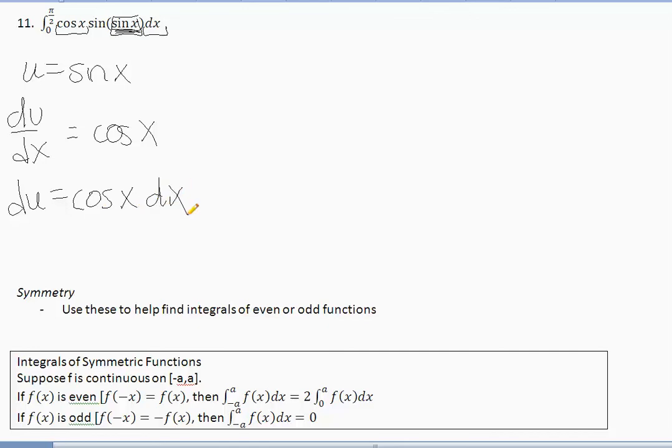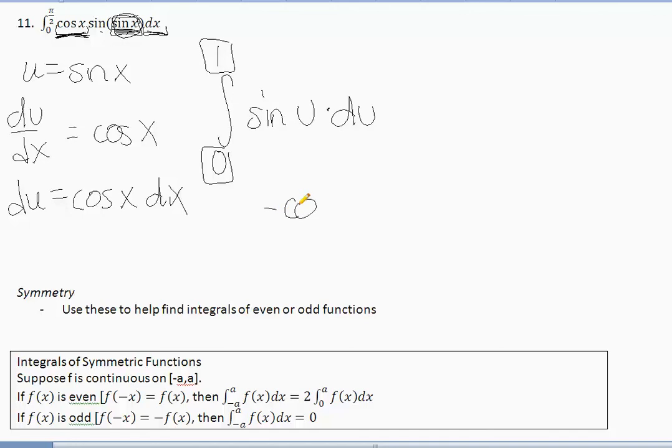So this would turn into the integral of sine of u, because this is u. So I'd have sine of u times the cosine of x dx, which becomes du. That's it. So it's sine of u du. And then your limits change. Plug 0 in. Sine of 0 is 0. Plug pi over 2 in. Sine of pi over 2 is 1. So these are now in terms of u. The antiderivative of sine is negative cosine. And I'm going from what? 0 to 1. Plug those in, and you get 1 minus cosine of 1. I'll leave it exact, because that's a decimal. So I'll just leave it like that. Or negative cosine of 1 plus 1.